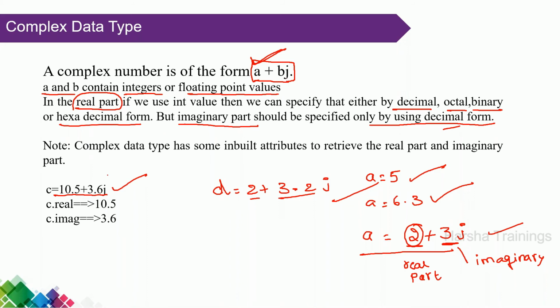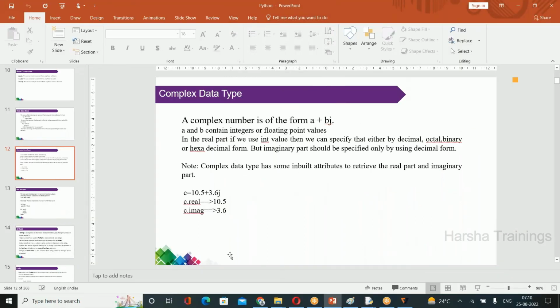If you want to get the real number and imaginary number, you use predefined, built-in attributes. c is the variable which holds the complex number. If you write c.real, it displays the real part. c.imag displays the imaginary part. Now I will show you the complex number.